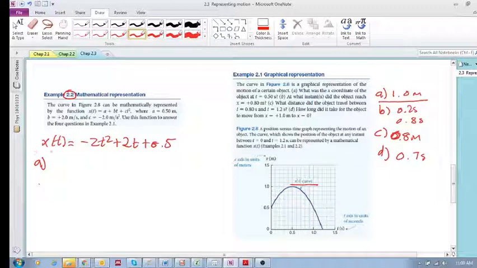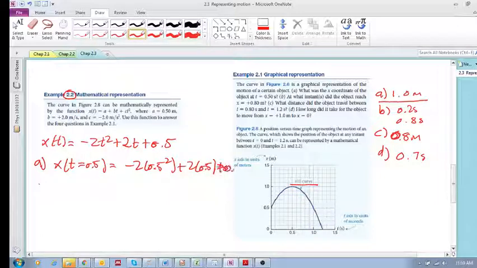Well, how do we do this if we use the equation? We're saying what was the x coordinate at a certain time. So here we have x at t equals a half, and we just substitute a half in here, minus 2 times 0.5 squared plus 2 times 0.5 plus 0.5, and you'll get 1 meter.